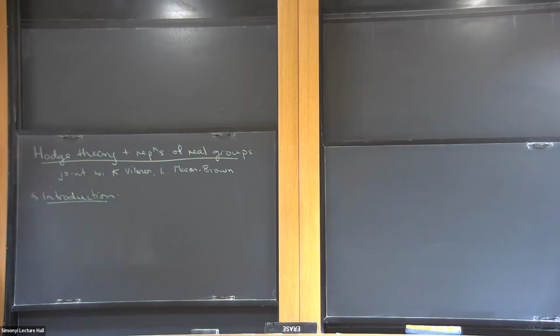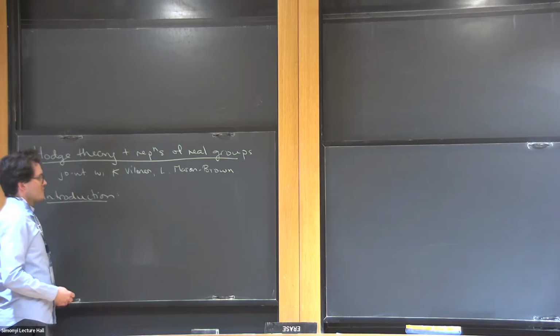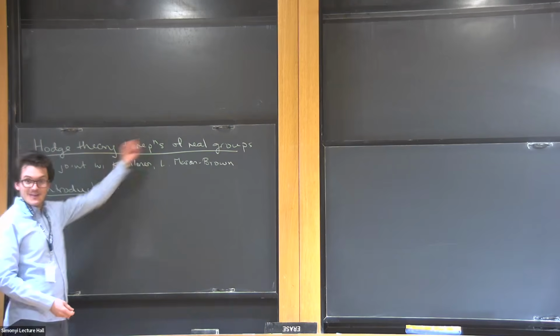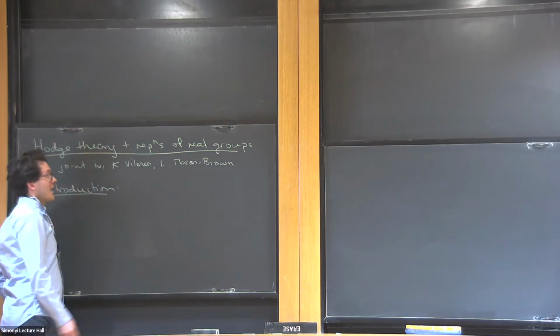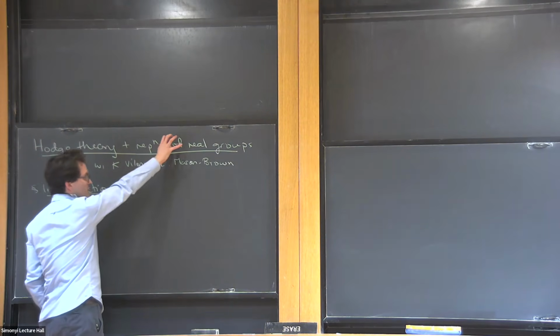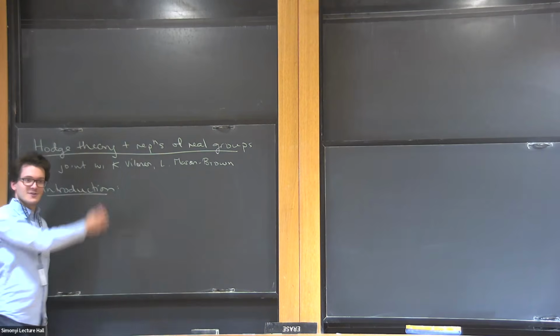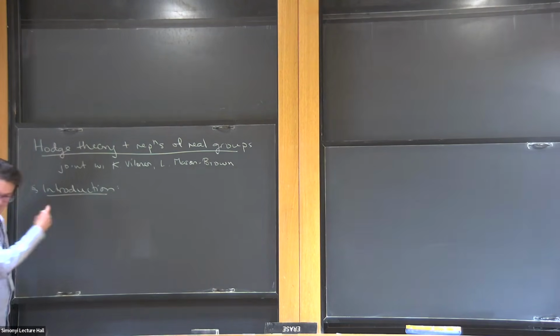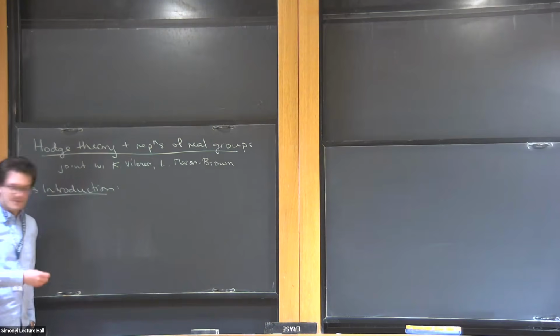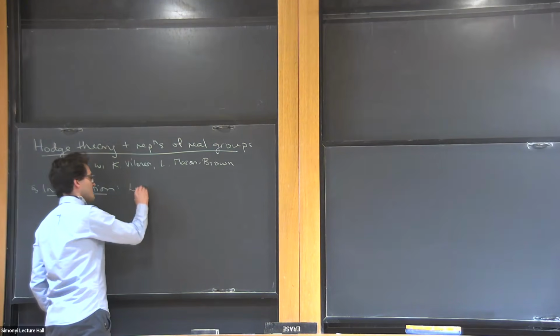So what I want to talk about is a story about Hodge theory and representations of real groups. Maybe it starts motivated by questions about representations of real groups, and then the idea is to use Hodge theory to answer those questions. So let's see roughly how it works. Let me start with some sort of setup.